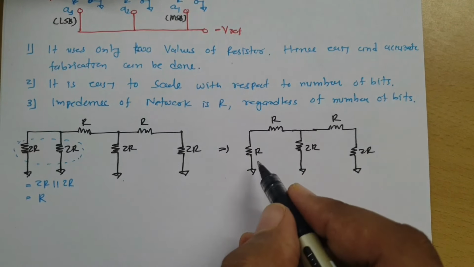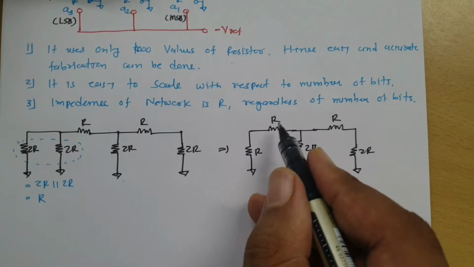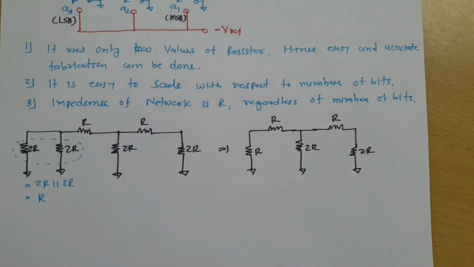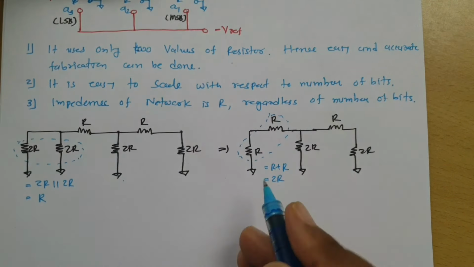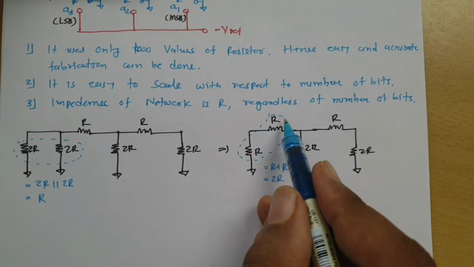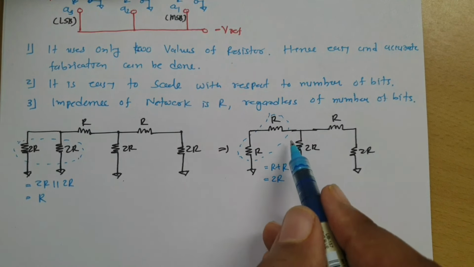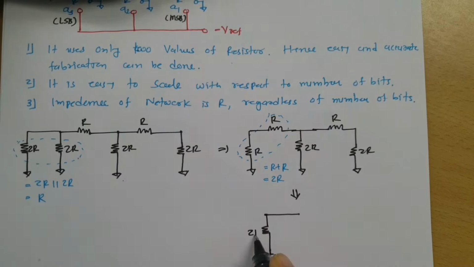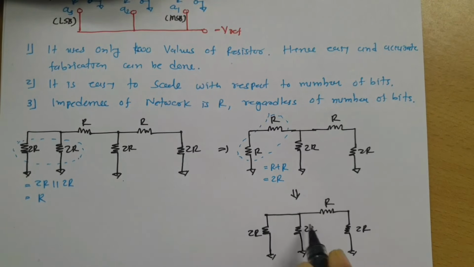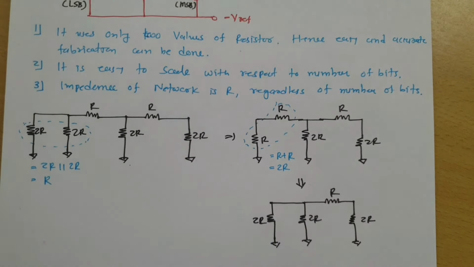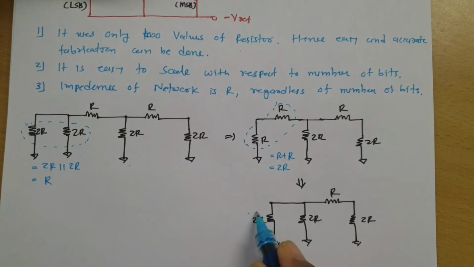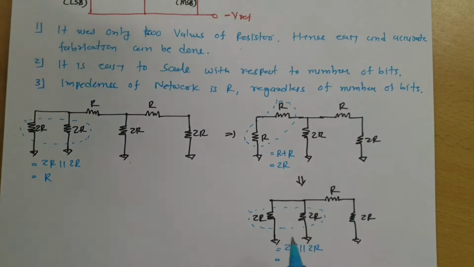Now you see these two are in series. So R plus R, that will be 2R. And now you again see this 2R that is in parallel with this 2R. So this 2R parallel 2R is again making this resistance R, and that is again in series with this R.